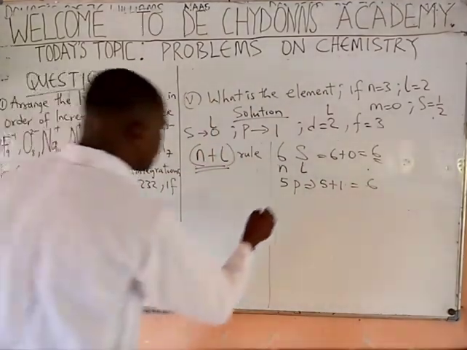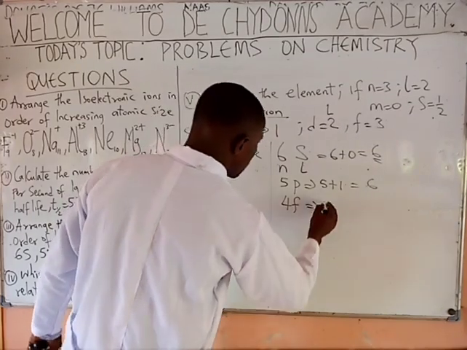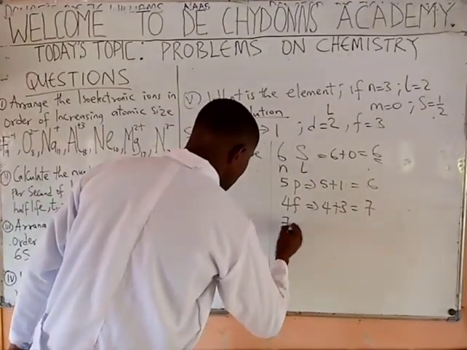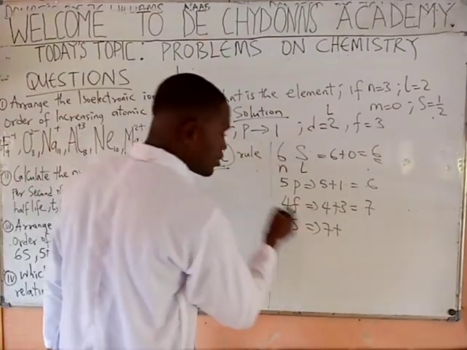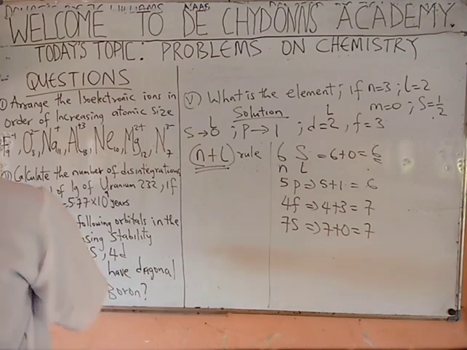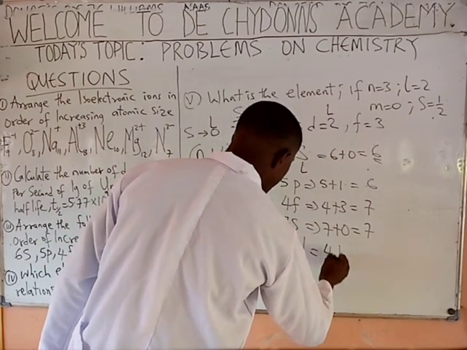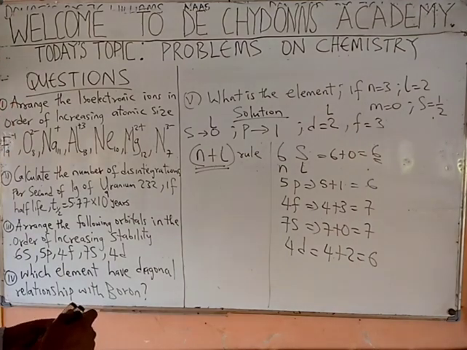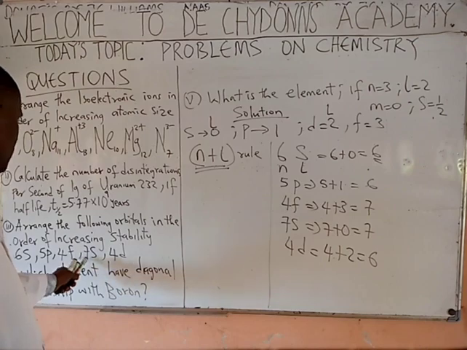Then for 4f, n is 4, f is 3. So 4 plus 3 equals 7. Then 7s. The n is 7 and the s is 0. 7 plus 0 equals 7. Then 4d is equal to 4 plus 2, since d is 2, equals 6. Now, we have gotten our energies. These are the energies of these orbitals: 6s, 5p, 4f, 7s, and 4d.